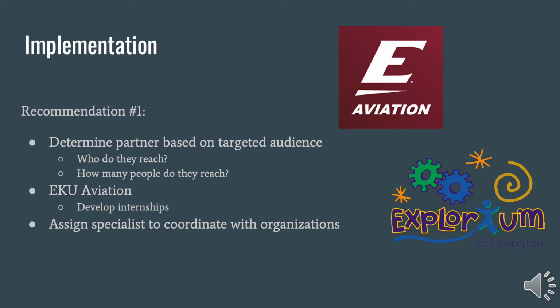But what's most important is assigning a specialist to coordinate with these organizations. That way, everyone knows the Aviation Museum of Kentucky by one person, so you're not having to share information and getting facts and everything mixed up. And in that case, it allows for just one person solely to gather information, coordinate with people, and it would just keep it very uniform.